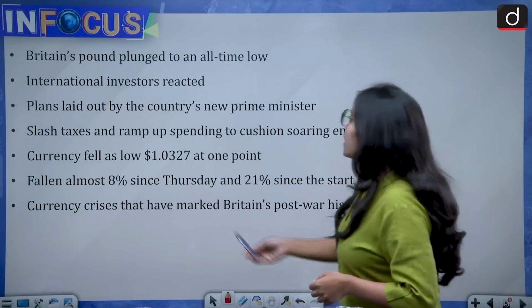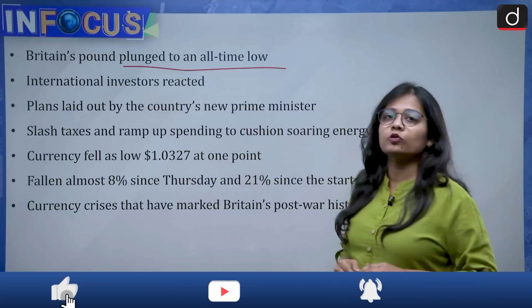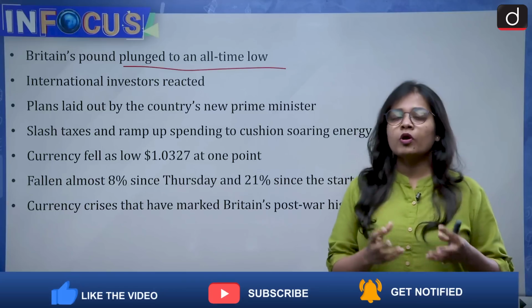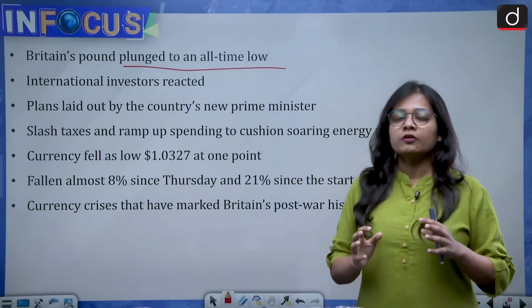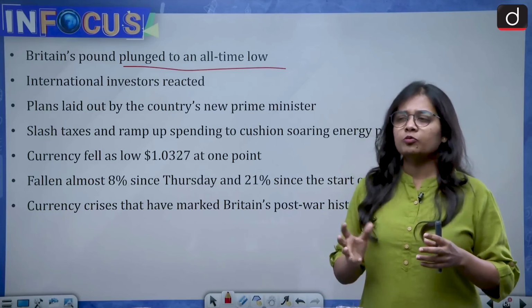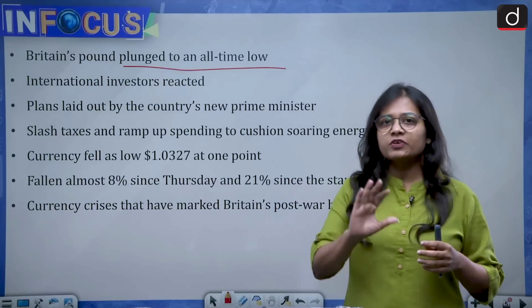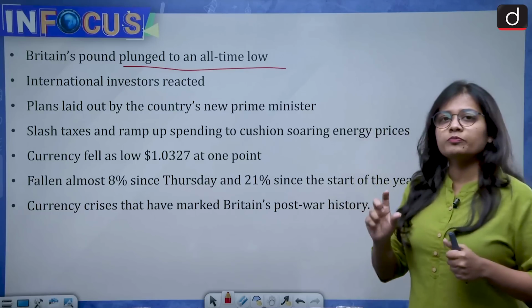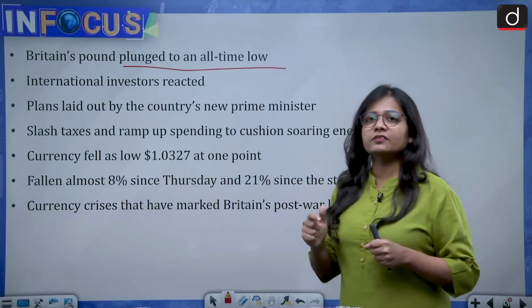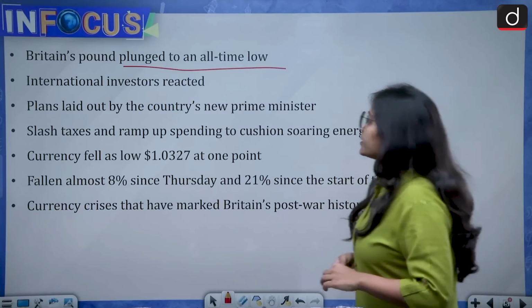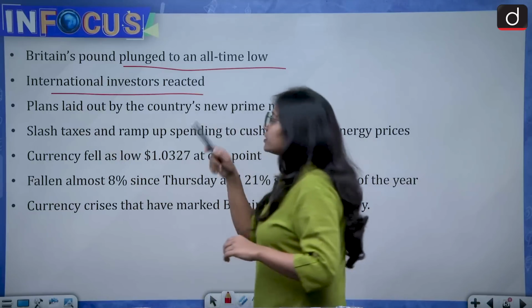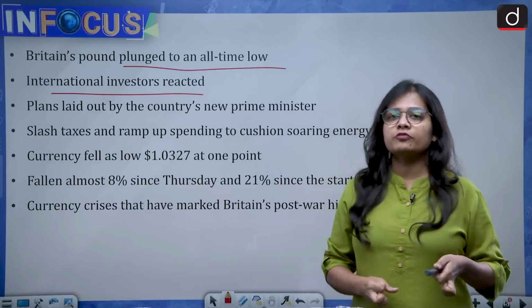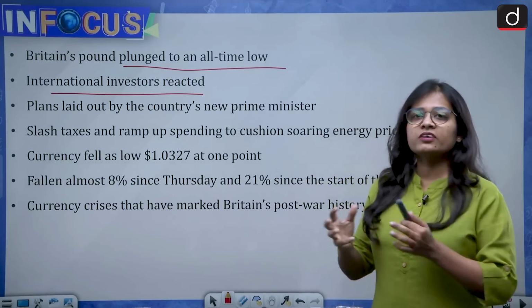Britain's pound plunged to an all-time low. If you are following the news, then you should know that euro and rupees are already very low against the dollar. Rupee is around 79 to 80 against the dollar. So the international investors have reacted to this currency crisis of Britain by pulling out their money from the UK and putting it somewhere else.